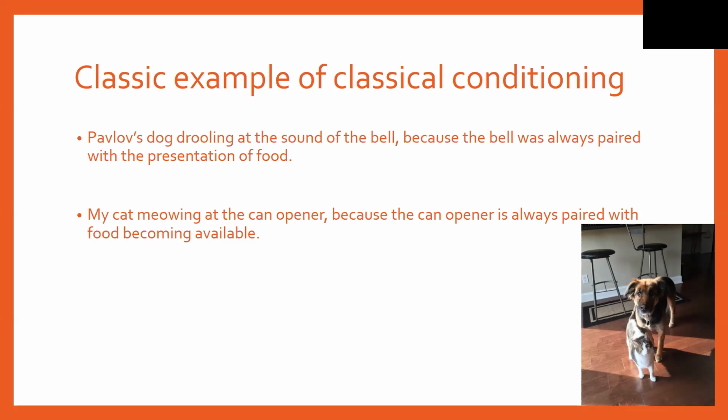Okay, another similar one, I also have a cat. There you go. My cat meowing at the can opener. So a can opener on its own, or the sound it makes or whatever, doesn't naturally make a cat want to meow. They wouldn't really care about the can opener, but they do care about the can opener because it's always paired with food being available. So very similar to the Pavlov example. Both of these, the presentation of food is the response. And that presentation of food is just paired with something random that wouldn't really make the animal do that. So we have the can opener and the bell.